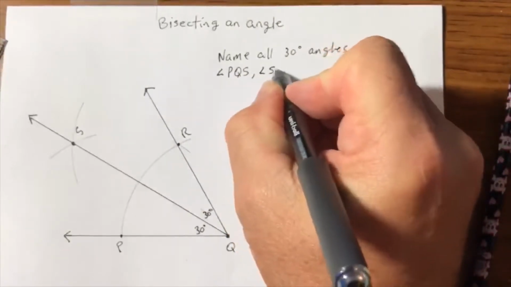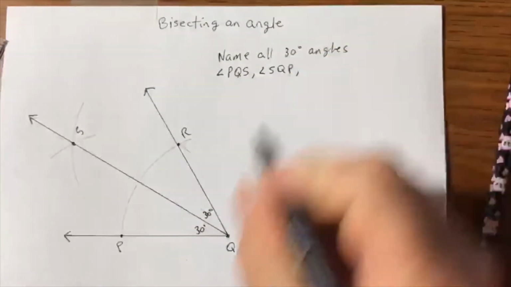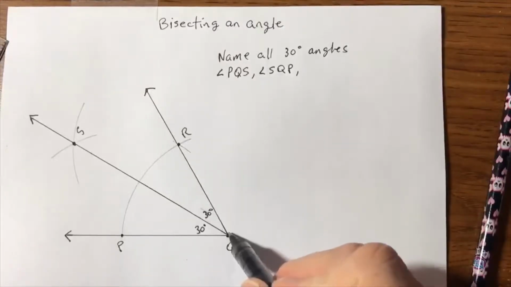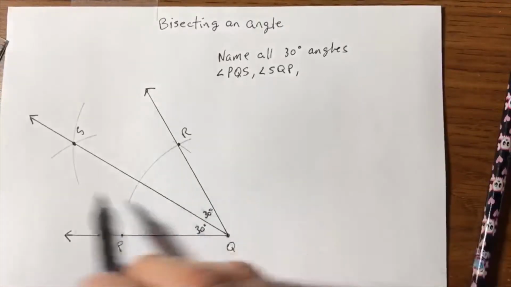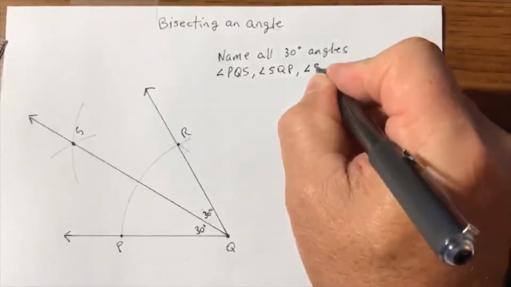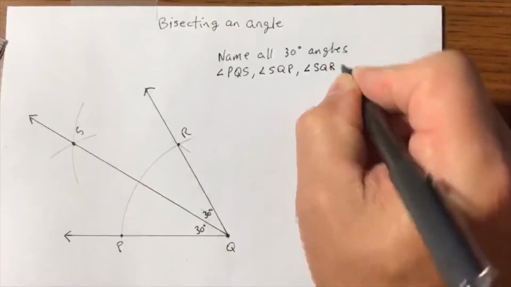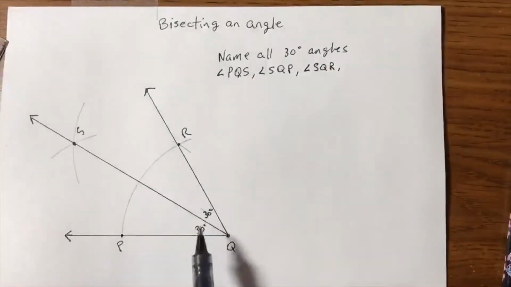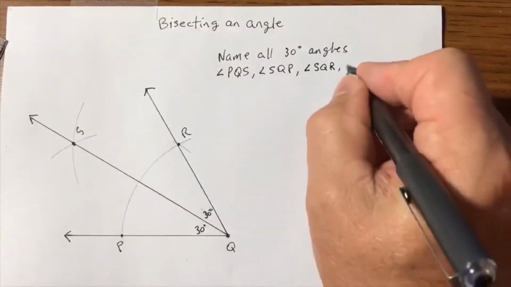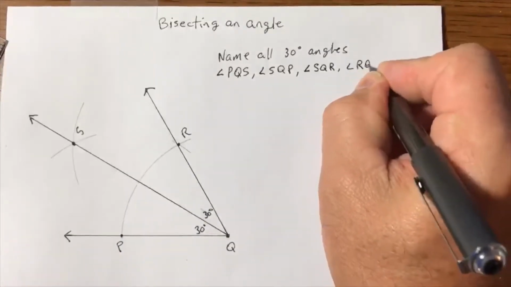So angle SQP, and then let's name this one. Remember, Q is the vertex, so it has to be in the middle. So SQR with your angle symbol, SQR, and then the last way to name this would be RQS. So we would say angle RQS.